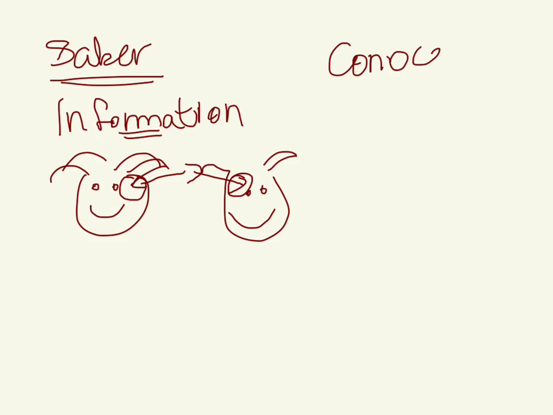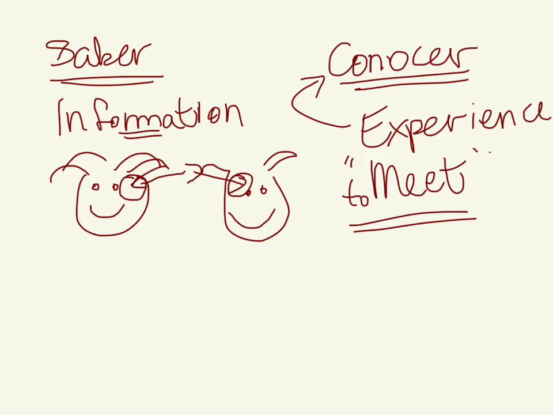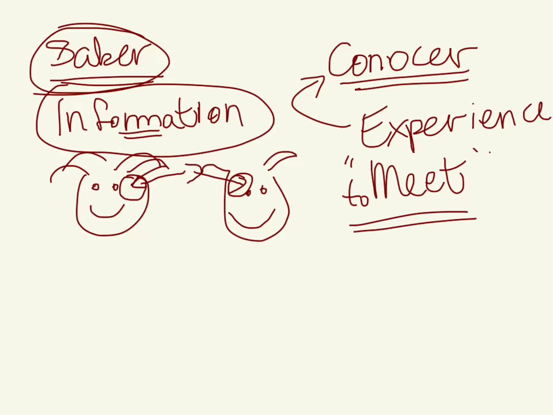Conocer, we use it, and it's all about experience. Or meeting somebody. It's synonymous with meet, to meet. All right? So if you're using to meet and you're talking about knowing, you're going to use conocer. And if you're talking about information, something you store in your head or how to do something, you're going to use the verb saber. All right?